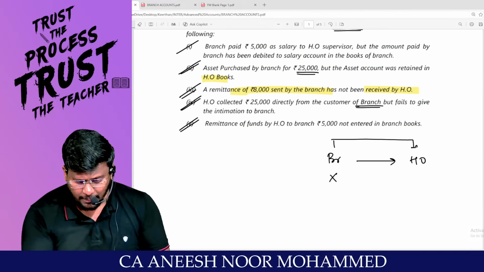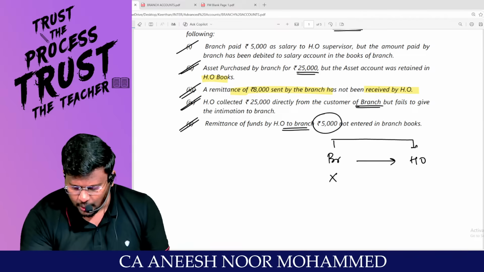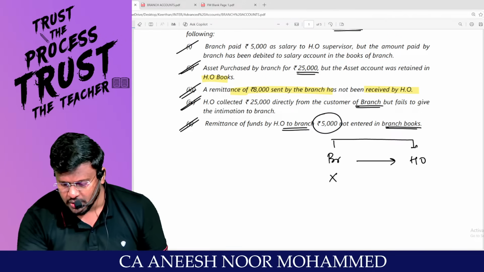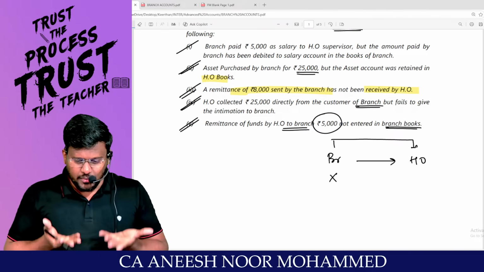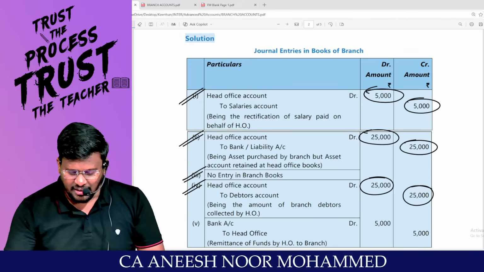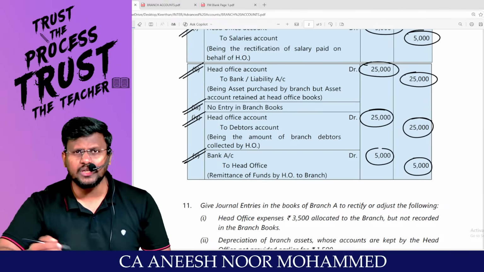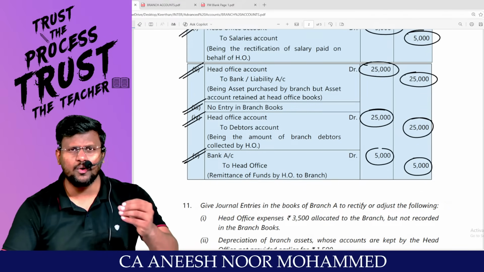Remittance of funds by HO to branch. So head office sent us 5,000, not entered in the branch books. If we have not entered, we are supposed to enter it now. Then our cash balance will increase. Am I right, sir? 5,000 rupees. Bank account debit 5,000. Who gave? Sir, head office gave 5,000.